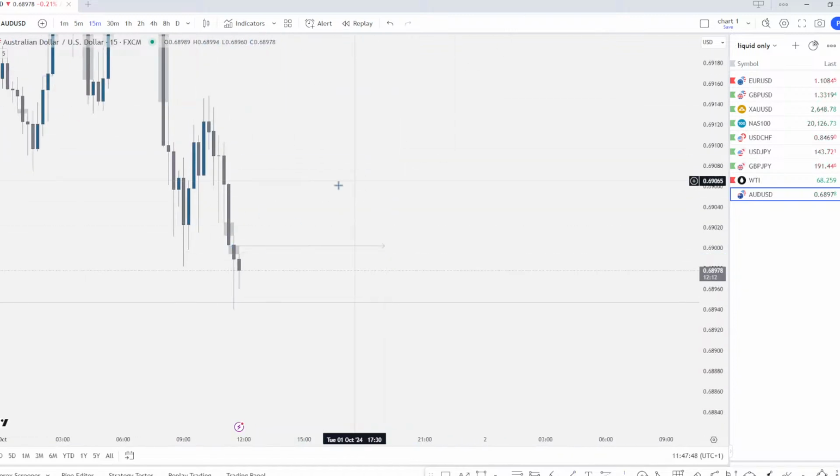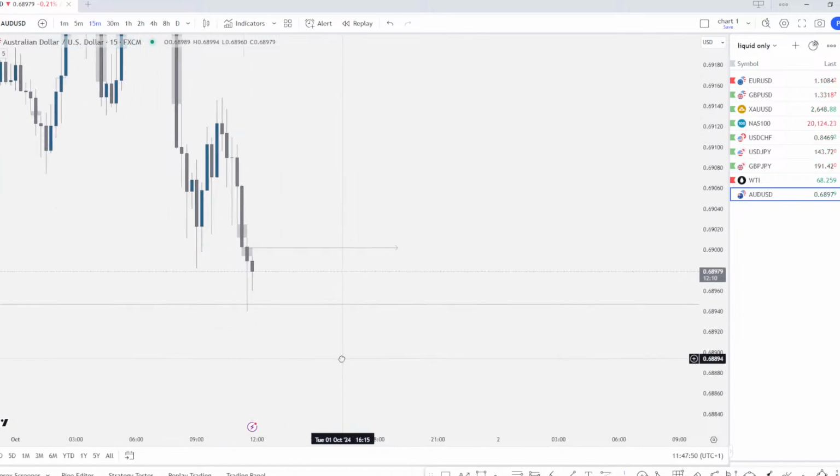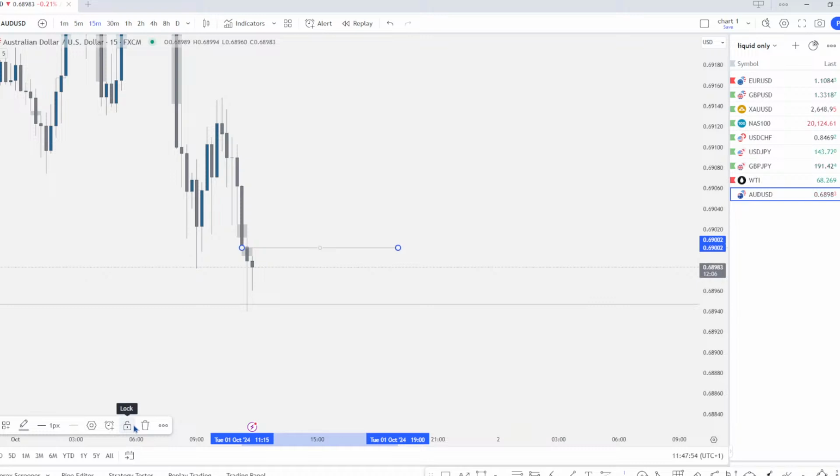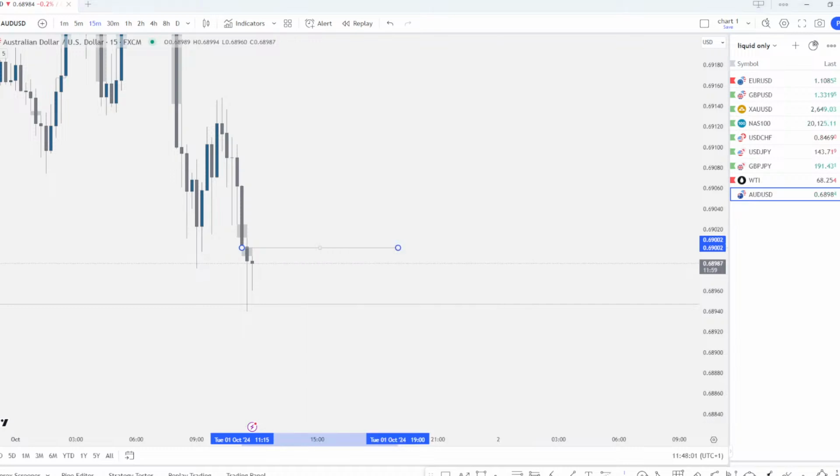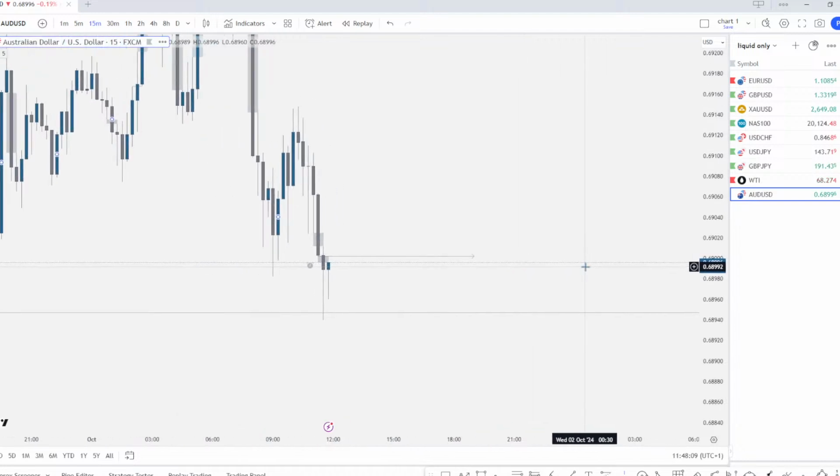Close out above that, we can begin to validate. Let's see. Simple as that. Notice how that took me 30 seconds, 30 seconds, to analyze a market top to bottom. Simple as that.